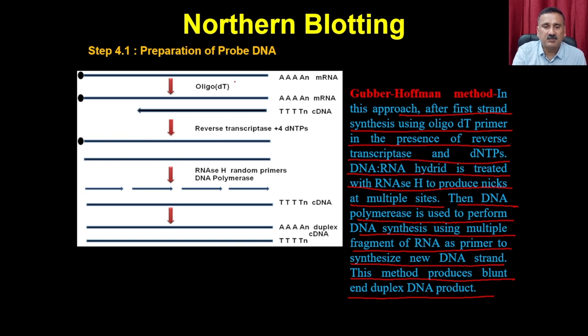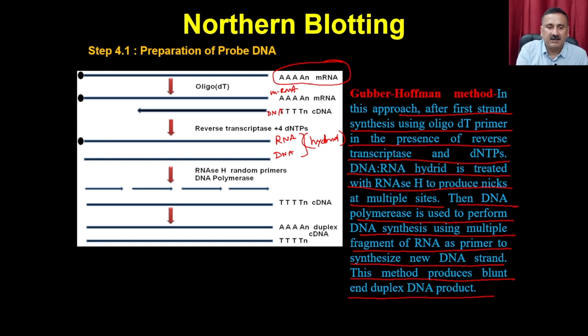So what will happen is that suppose this is the messenger RNA which you want to use for preparing the cDNA probe. What you are going to do is add the poly-dT primers, and using these primers the reverse transcriptase is going to make the DNA. So this is going to be RNA and this is going to be DNA. This means at the end of the reverse transcriptase reaction you are going to have the RNA and DNA in hybrid form.